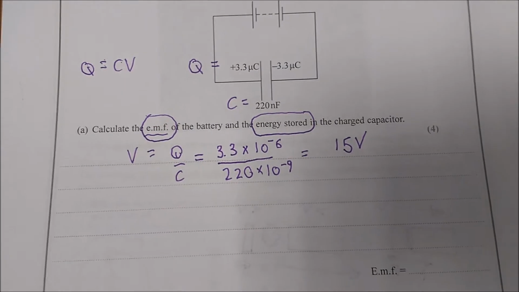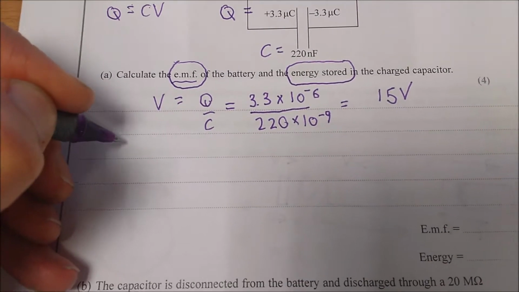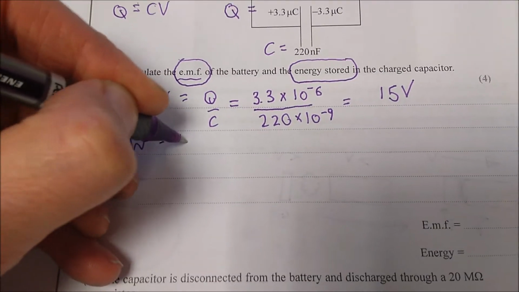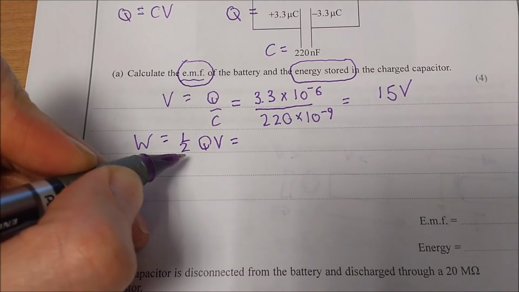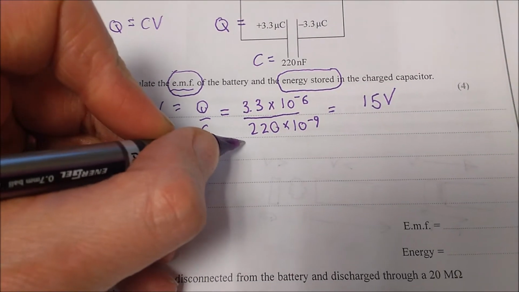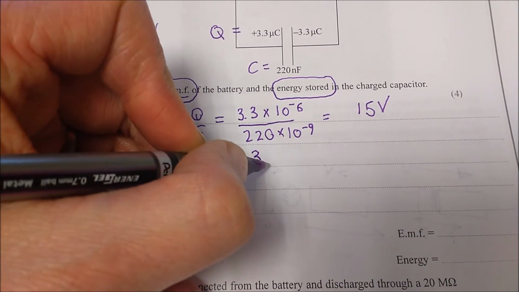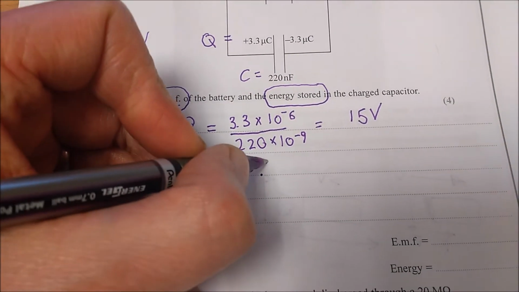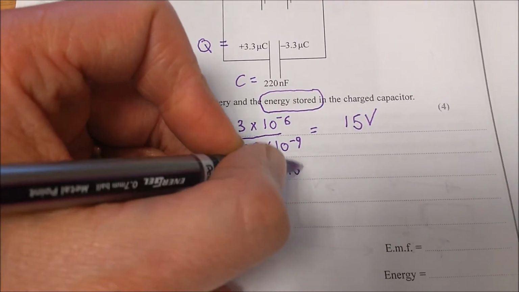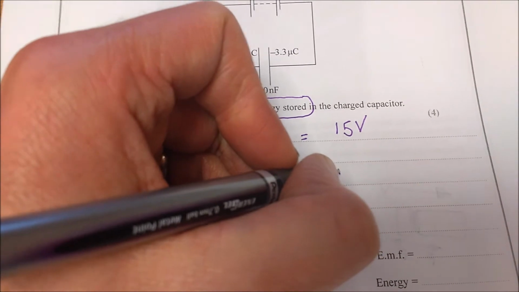15 volts. So that's 2 of the marks if you check the mark scheme yourself. So now we're on to what's the energy stored in the capacitor. Well, if you look at the data sheet on the back, it does give you that. Now don't forget the half for the capacitor, so it's a half QV. So we've got a half, we've got our charge there, 3.3 times 10 to the minus 6, and we've got our voltage 15 there.